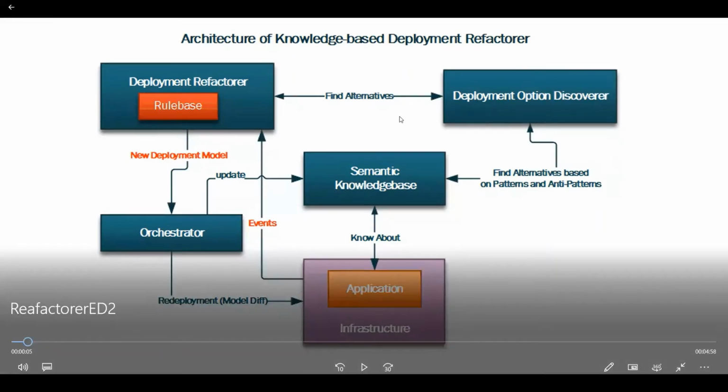To find the new deployment model, the refactorer uses the knowledge base, which includes all the knowledge about possible alternatives. We have a refactoring option discoverer that can suggest new possible deployment options. Based on these options, the refactorer calculates a new deployment model and sends it to the orchestrator. Then the orchestrator deploys the new deployment model by calculating the difference between the current model and the new model, and can gracefully redeploy the application.